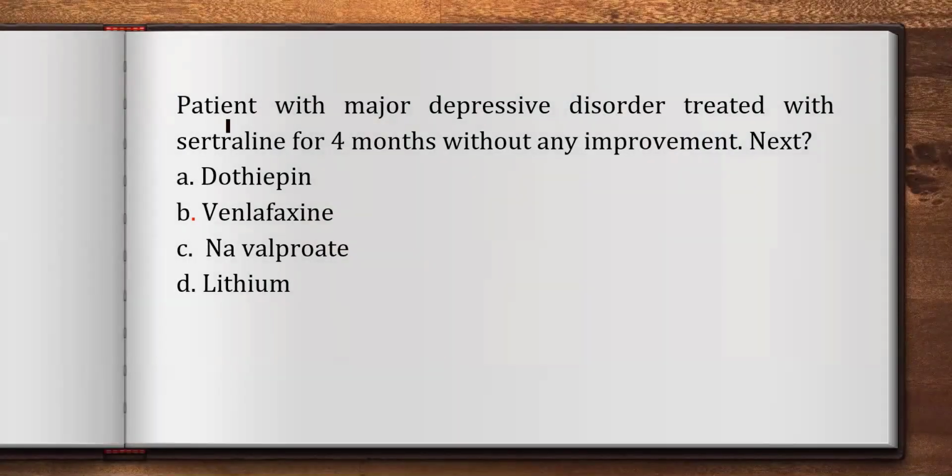The next one is a patient with major depressive disorder treated with sertraline for 4 months without any improvement. What do you want to do for this patient? You want to start with dothiepin, venlafaxine, sodium valproate, or lithium. Yes, it's a good idea to start with venlafaxine. As I said, if someone has not improved in 4 months, it is very unlikely they will improve. We don't know what dose he was using. If it was a subtherapeutic dose, we can try increasing the dose, but in this case, the only option is venlafaxine. Venlafaxine would be a good option. Okay.